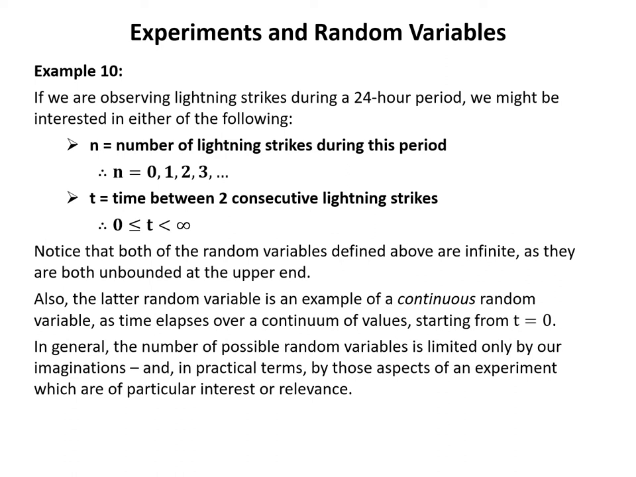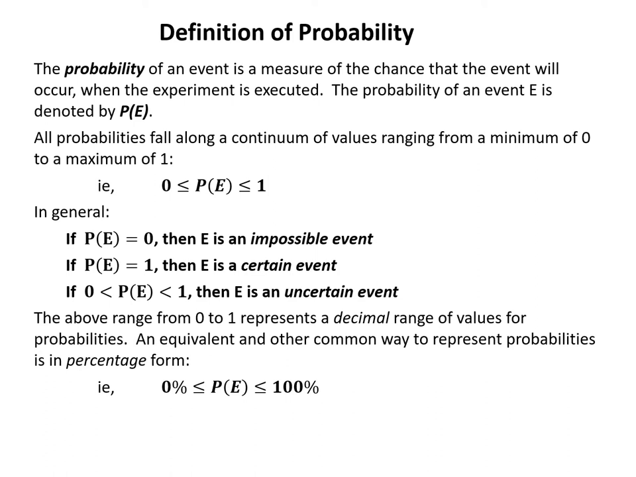In general, the number of possible random variables is limited only by our imaginations, and in practical terms, by those aspects of an experiment which are of particular interest or relevance. The probability of an event is a measure of the chance that the event will occur when the experiment is executed. The probability of an event E is denoted by P bracket E.